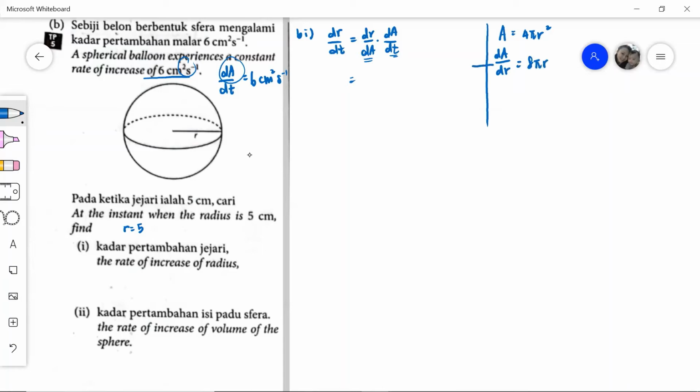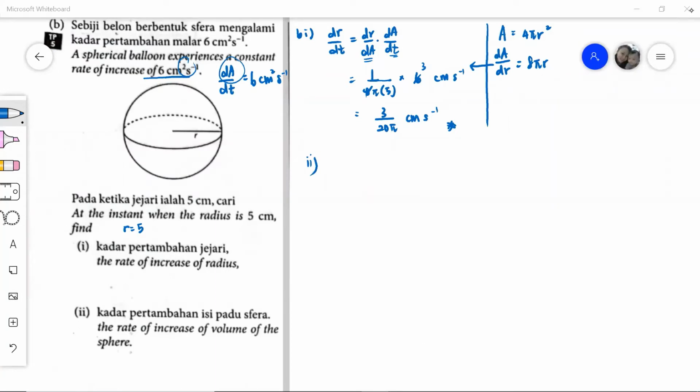So we can put this in our dr by dt. But instead of dA by dr, we want dr by dA. So write in its reciprocal. So 1 over 8 pi, r is given, that is 5, times dA by dt, which is 6. Now radius is length, so the change in terms of the radius is cm per second. Let's simplify. So we have 3/(20 pi) cm per second. That is the rate of change in radius. So we found it.